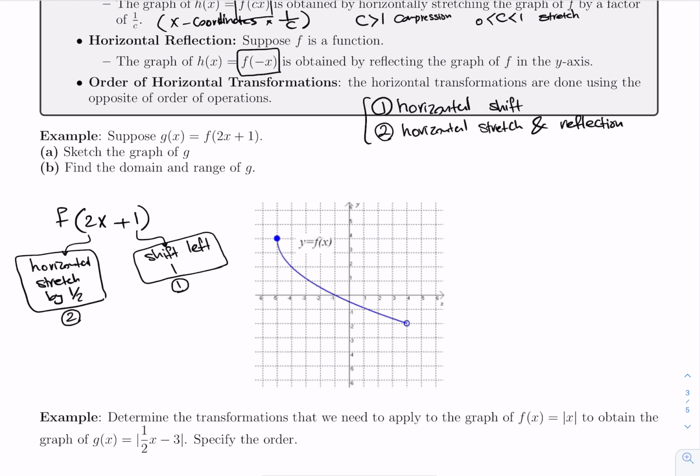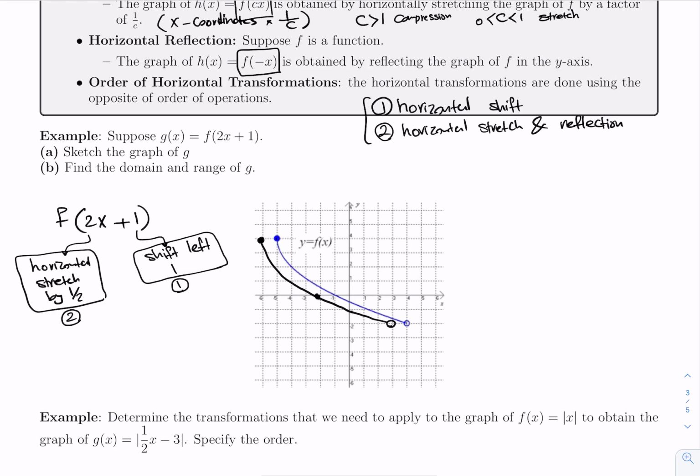I'm going to shift the graph of f to the left 1 unit. I'll try to maintain the general shape of the graph. Now I'm going to apply the horizontal stretch by half. This means all the x coordinates times half.